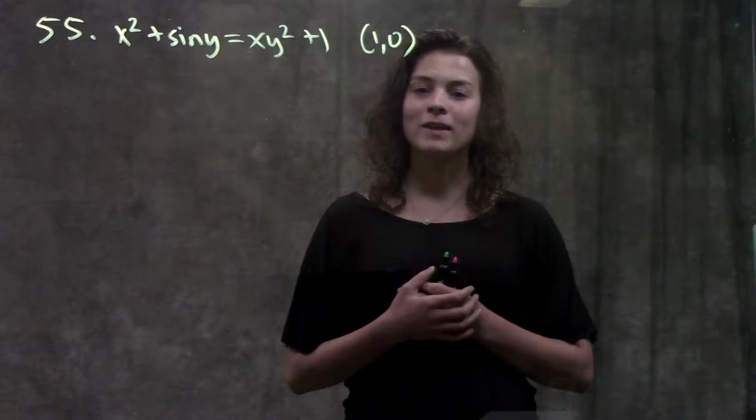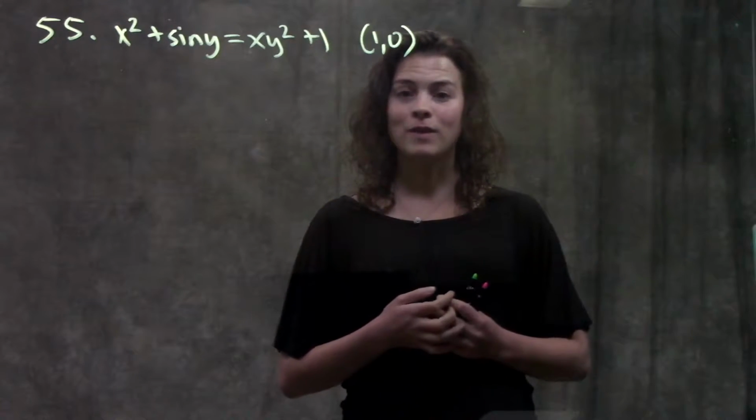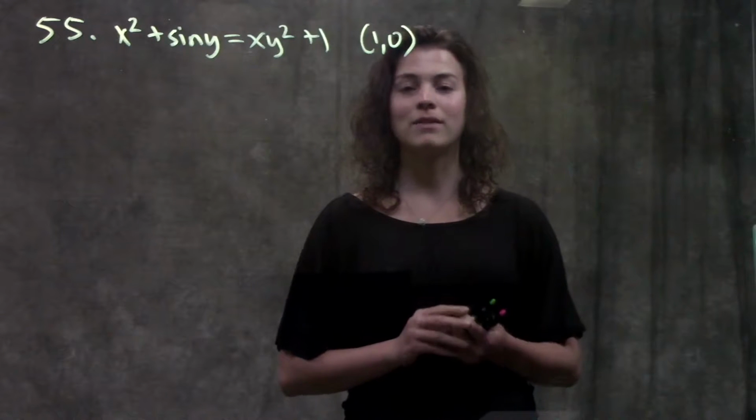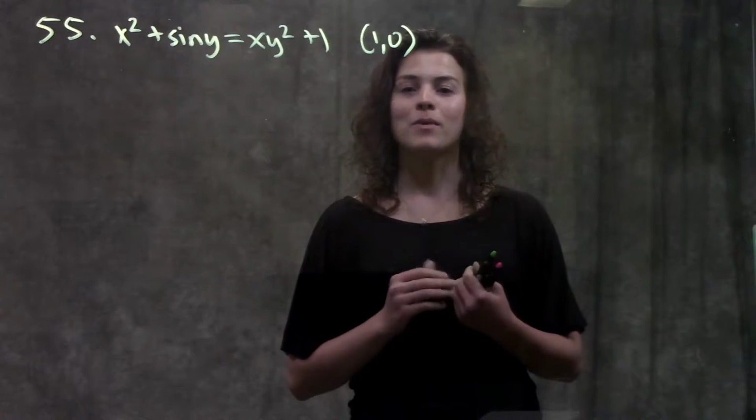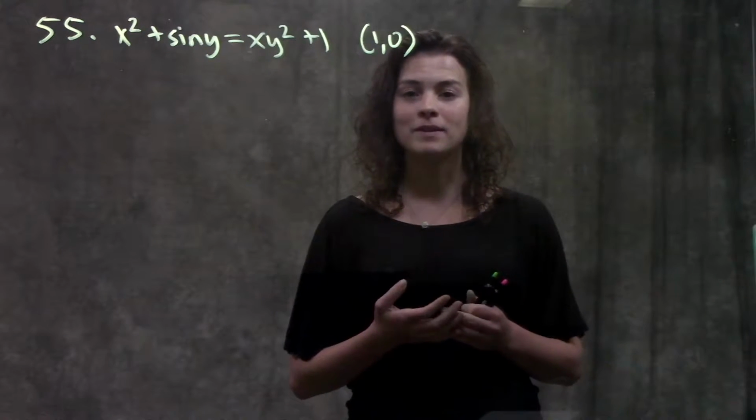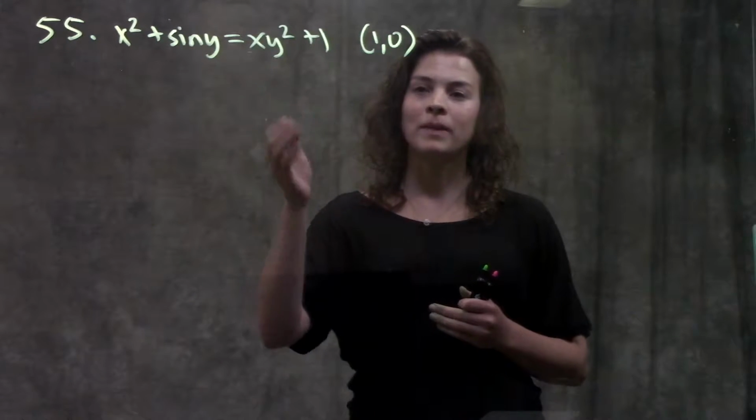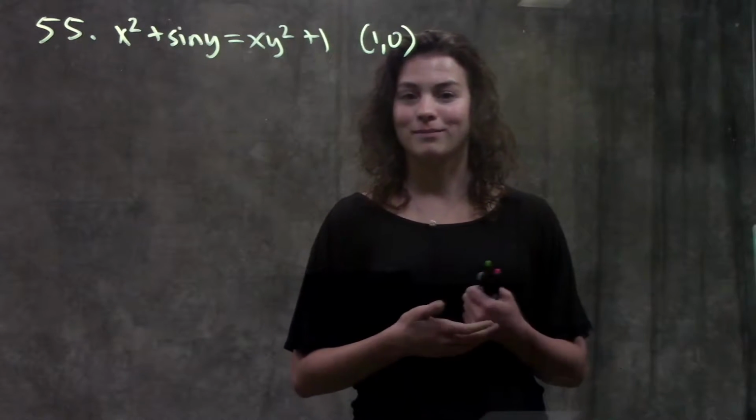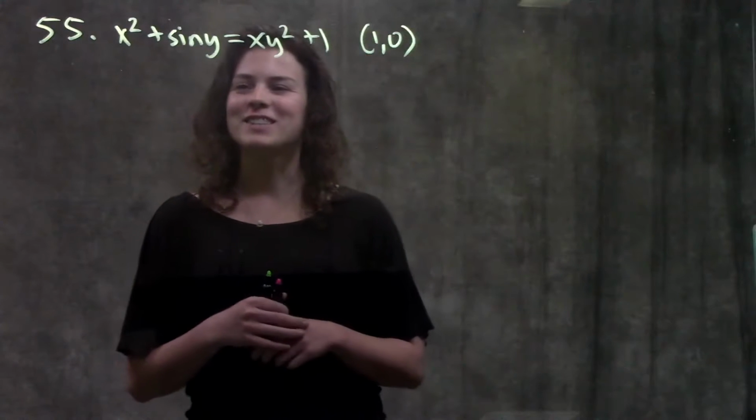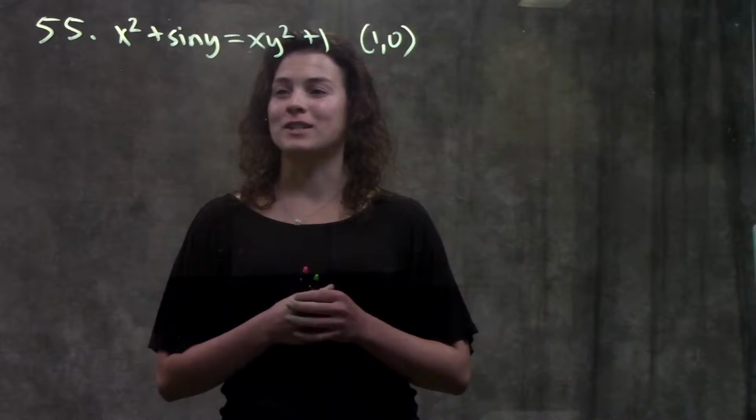So remember, if we're finding the equation of a line, of any line, we need two things. We need the slope, and we need a point on the line. When we're finding the equation of a tangent line, we find the slope by finding the derivative of the function, and they give us a point. Convenient. Okay, so let's go through how to find the derivative of this function.